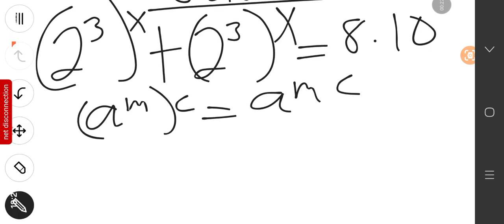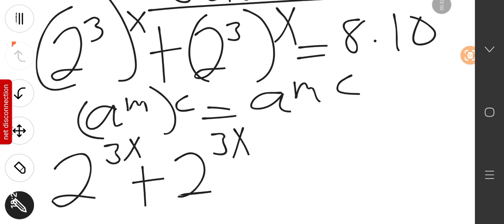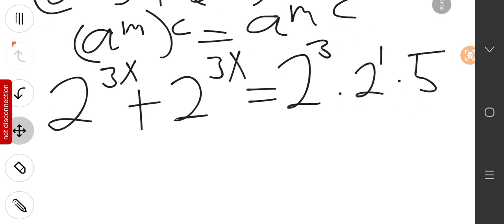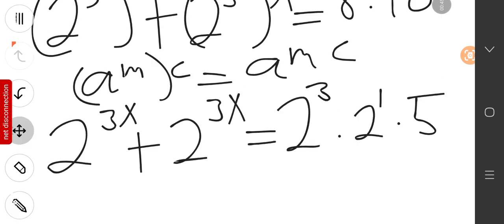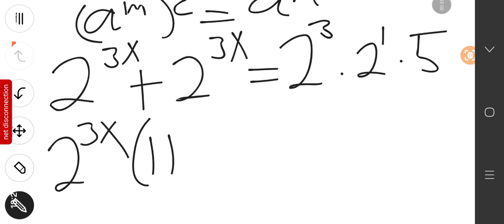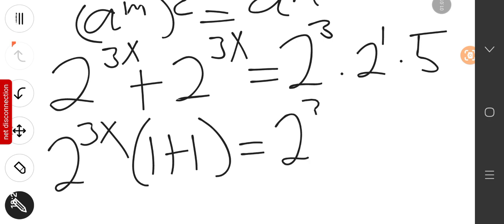So we're going to have 2^(3x) + 2^(3x) equals, 8 is the same as 2^3. Now 10 is the same as 2 times 5, and 2 is the same as 2^1. So here we're going to factorize. So we say 2^(3x) multiplying (1 + 1) equals 2^3 times 2^1 times 5.